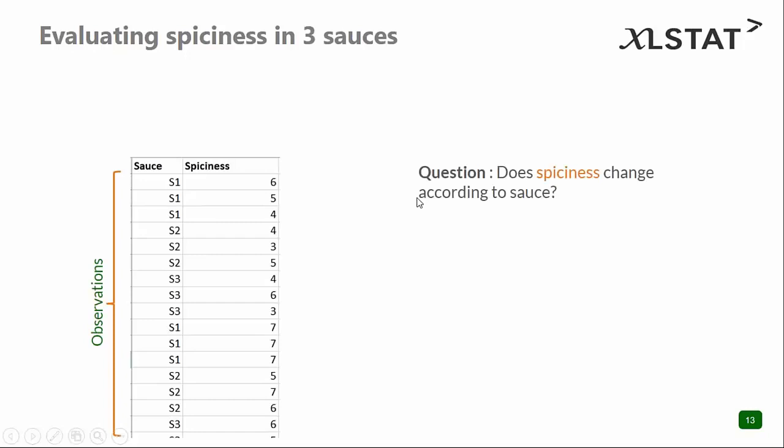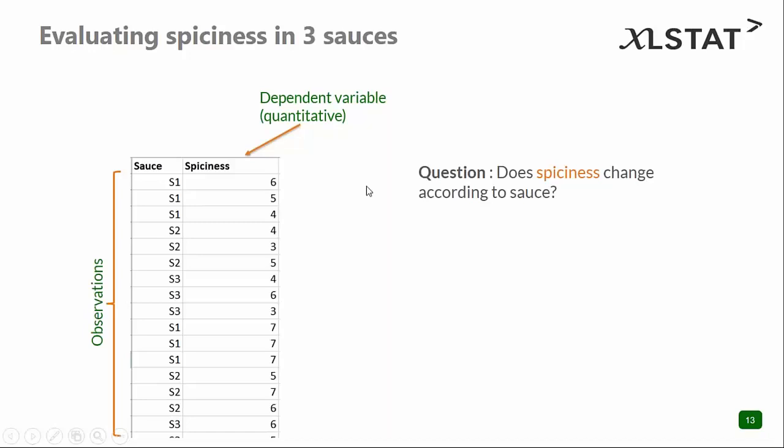And I ask a question. Does spiciness change according to sauce? Starting from this, I'd like to run some statistical model. So let me first identify my dependent variable and my independent variable.